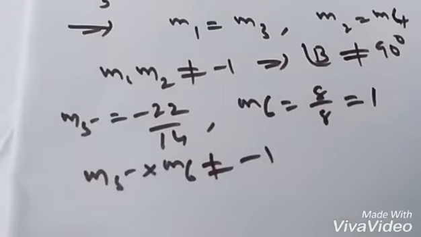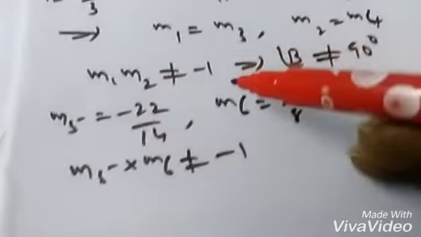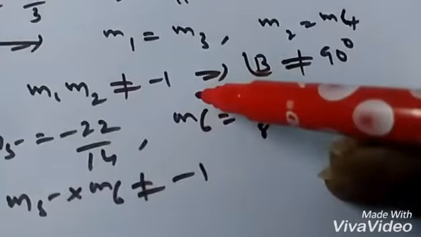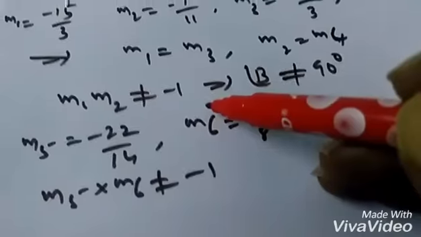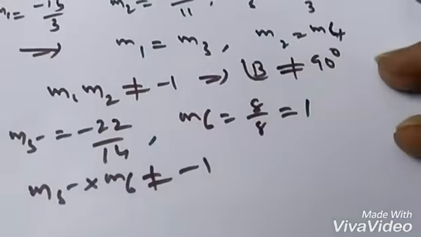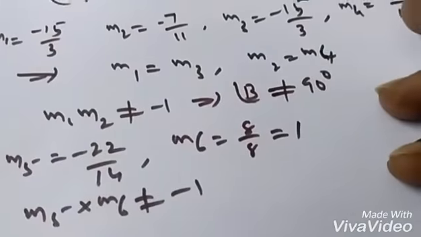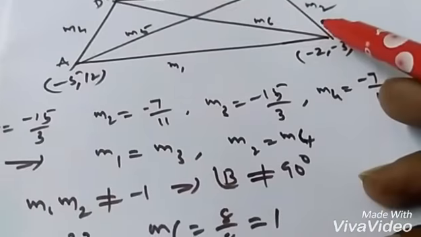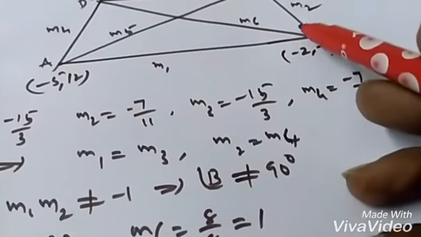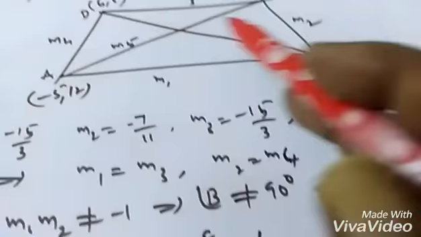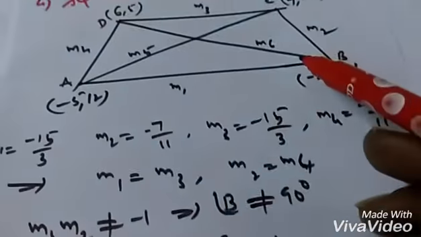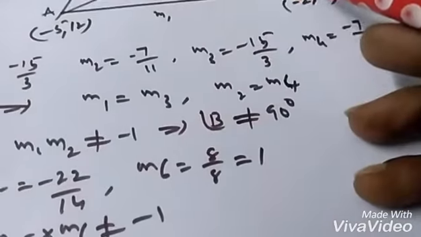But if I find M1 into M2, I get it is not equal to minus 1. When it is not equal to minus 1, what does it mean? It is not 90 degrees. So when it is not 90, it should be either a parallelogram or a rhombus, because in a rectangle and in a square this angle will be 90 degrees. So M1 and M2 are not perpendicular, that means there is no 90 degrees here. Therefore, we can assume that it is either a parallelogram or a rhombus.